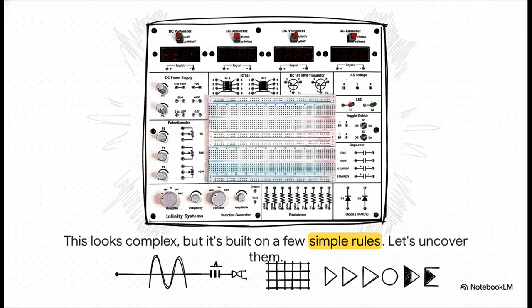So you look at a board like this, right? An electronics trainer kit. It looks absolutely wild. So many knobs, wires, little components. But here's the secret. The thing they don't tell you right away. All of this complexity, it's built on just a few super simple, really elegant rules. So let's cut through all that noise and find those simple rules hiding right there in front of us.